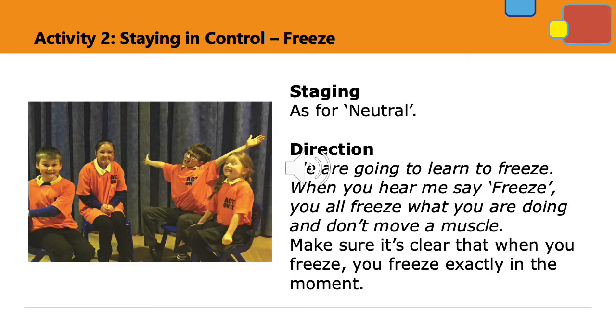Activity 2. Staying in control. Freeze. So you're staging, classroom or your space, just as for neutral. This is what you're going to say to the class. We're all going to learn to say freeze. When you hear me say freeze, you'll freeze what you're doing and don't move a muscle. Make sure in your directions that it's clear to the pupils that when you freeze exactly in the moment. Straight away. Without blinking, without moving your mouth, without moving anything.